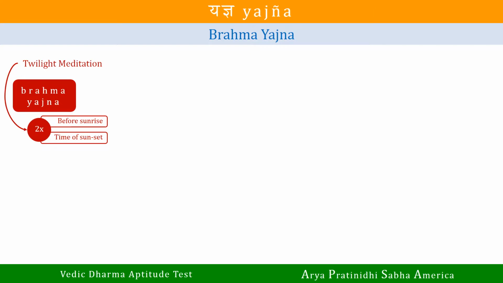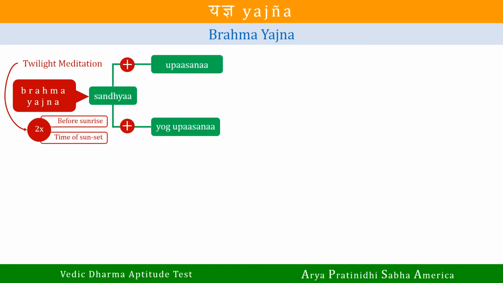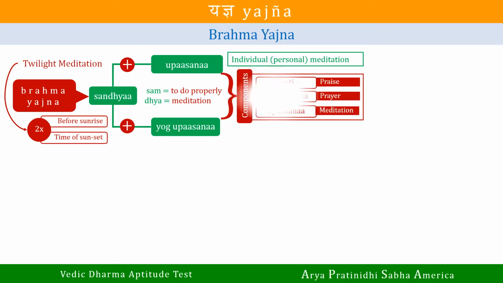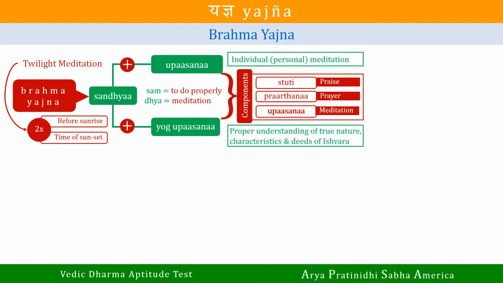Isn't Brahma Yajna commonly referred to as Sandhya? Yes, it is also known as Sandhya Upasana or Sandhya Yoga Upasana. The word upasana indicates to sit near God. The word sam means to do properly and dhya means meditation. So Brahma Yajna is all about individual or personal meditation. So essentially, Ishwar Stuti Prarthana Upasana means praise, prayer, and meditation of God. And for that, one must properly understand the true nature, characteristics, and deeds of Ishwar.